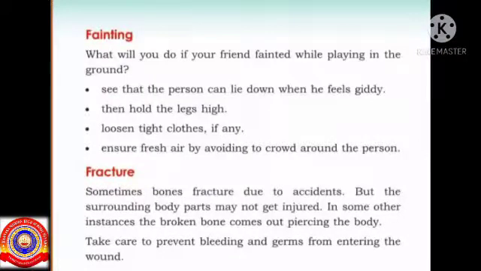Okay, so this is the first aid to be given for a fainted person. Okay, my dears, did all of you understand? Okay, I hope you all understood the topics that we discussed today.